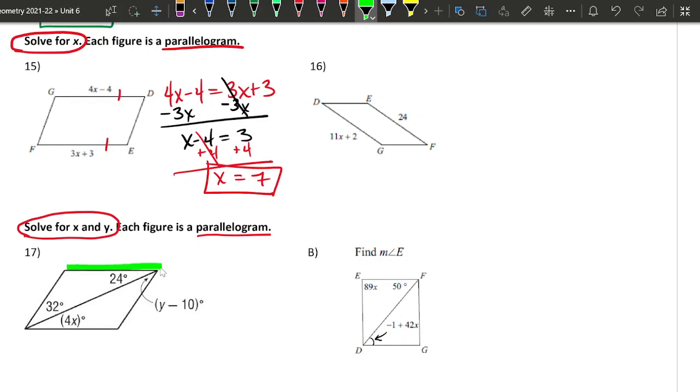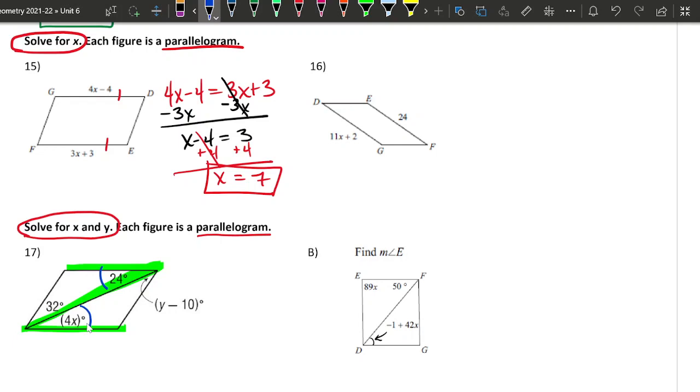So I see the Z angle. Remember, Z angles are Z same. And so anytime I see them, I like to start there because it's easy for me. I know that one. Z angles are the same, which means that 24 is equal to 4x.